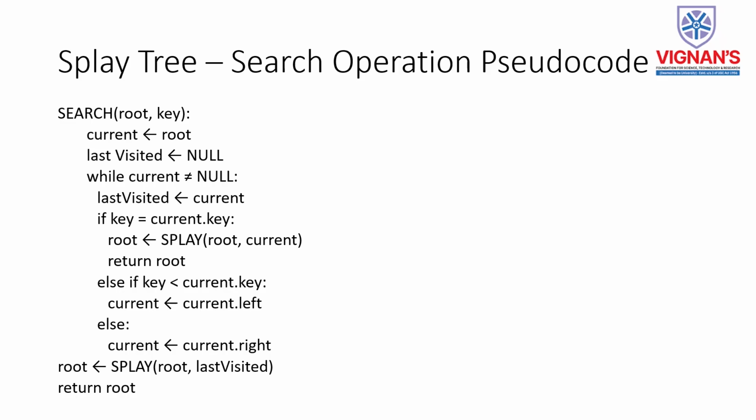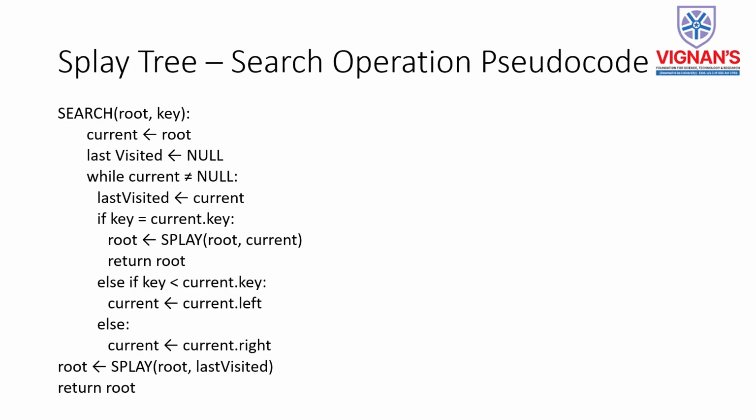current = root. The search begins at the root of the tree, and the current pointer is set to the root node. last_visited = null. A variable called last_visited is initialized to store the most recent node visited during the search. While current is not equal to null, the search continues as long as there are nodes available to examine in the tree. last_visited = current. Before moving further, the current node is stored as the last visited node.